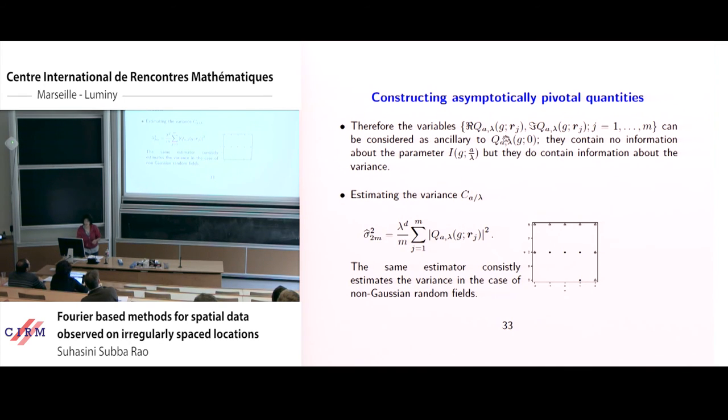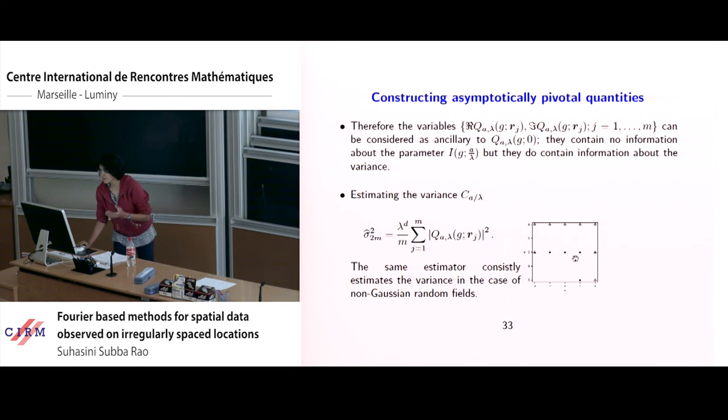So then you might ask yourself, can I estimate my variance using the r's which are not equal to zero? At zero, this is my statistic of interest, and the r's around it have mean asymptotically zero. They're pretty much uncorrelated, but also share the same variance. So you just look at the sample variance of these quantities, and you don't need to subtract the mean because it is asymptotically zero. You use this as your estimate of the variance. You can show that this consistently estimates the variance in both the Gaussian case and the non-Gaussian case. Even in the non-Gaussian case, where the fourth order spectral density comes into play, it can still consistently estimate that term.